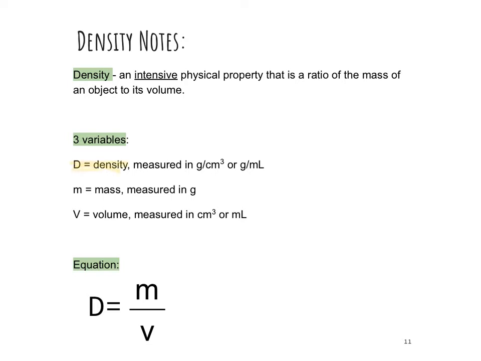D is for density, and that's measured in grams per centimeter cubed or grams per milliliter. 1 centimeter cubed is the same as 1 milliliter. There's also M for mass, which should be measured in grams, and V for volume, which is measured in centimeters cubed or milliliters. And the equation for density is written down here. It is D for density equals M for mass divided by V for volume.